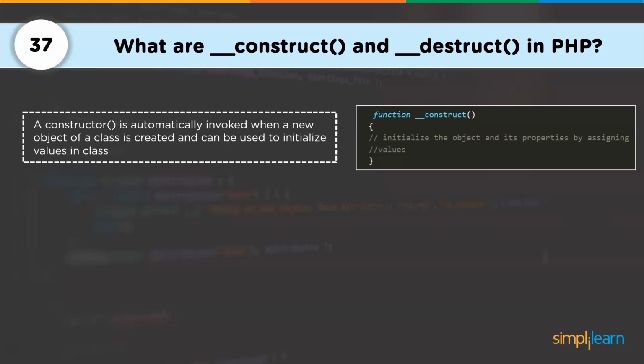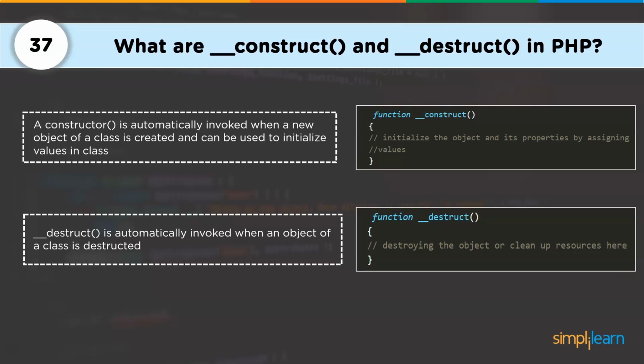Next is a destruct. Now, a destruct is automatically invoked when an object of a class is destructed. Suppose you end the part of the code of a class, you are destroying the object. When you're ending the piece of code, a destruct function is automatically invoked to clean up the resources.